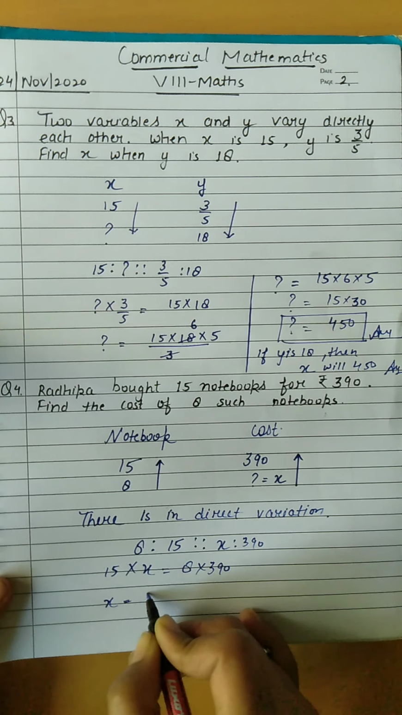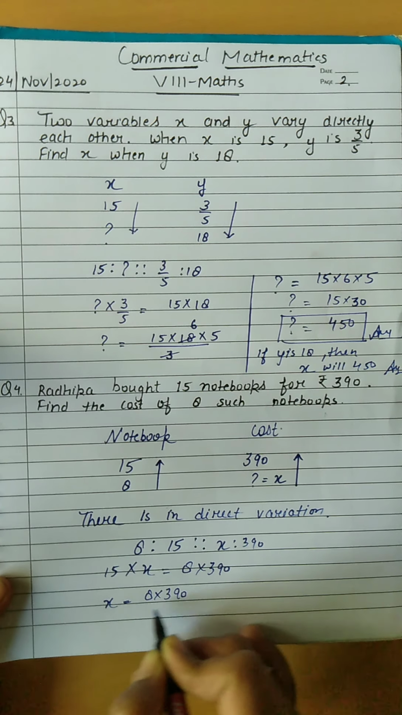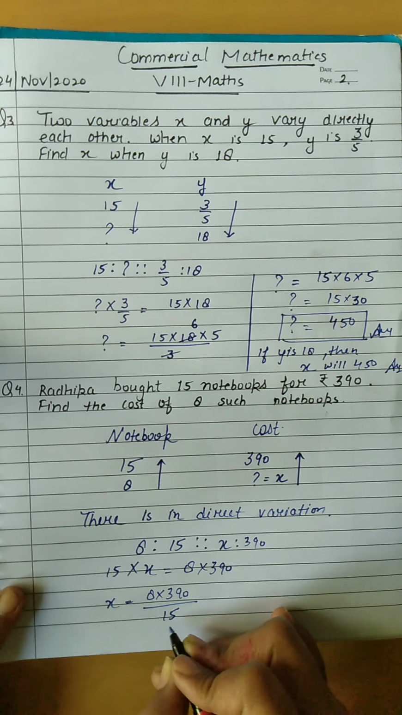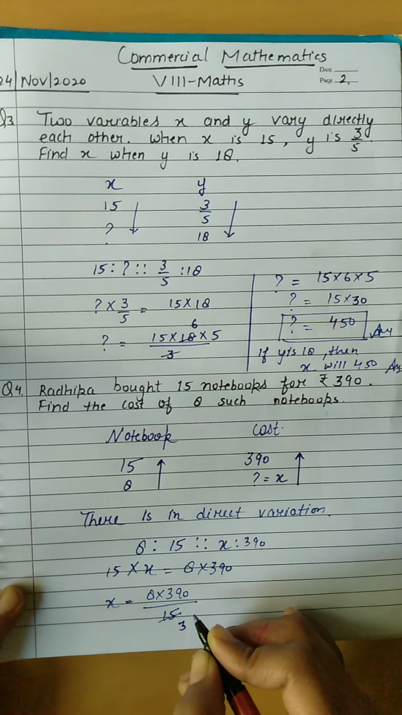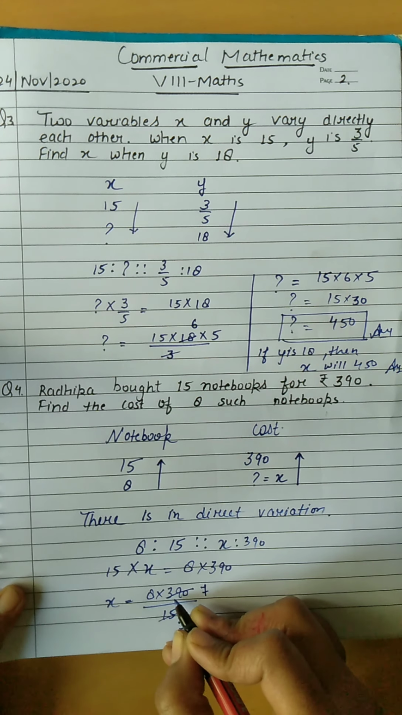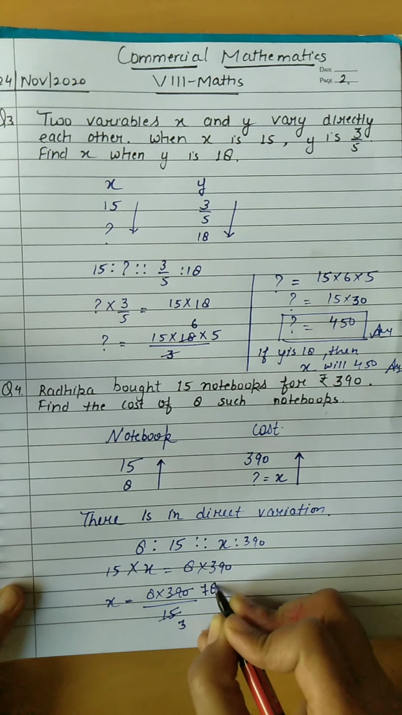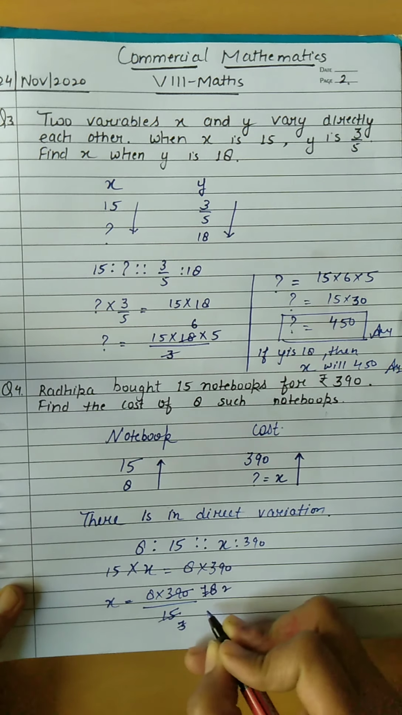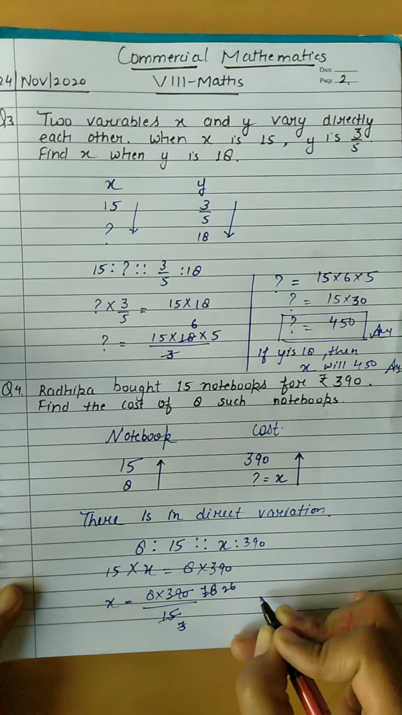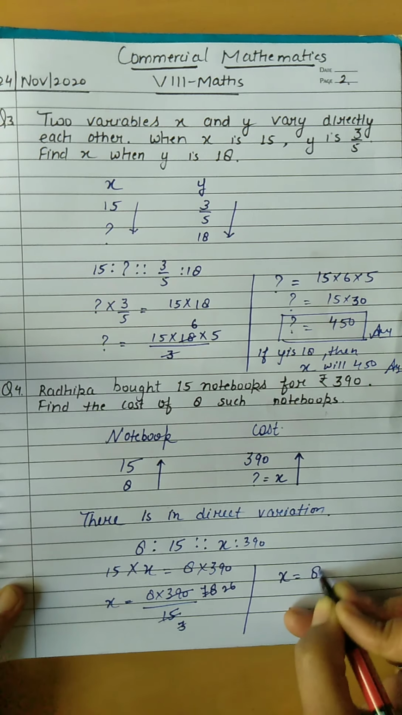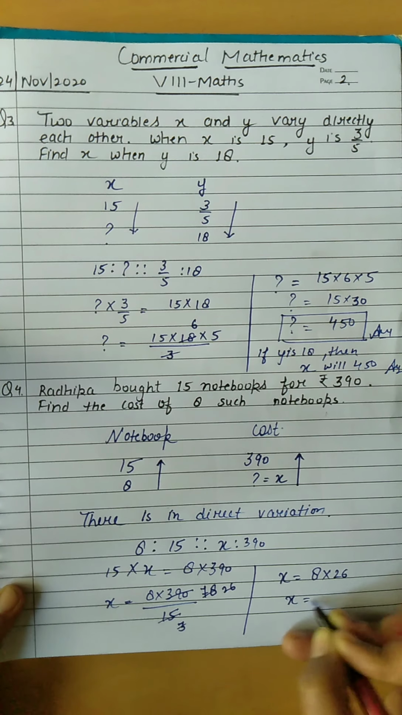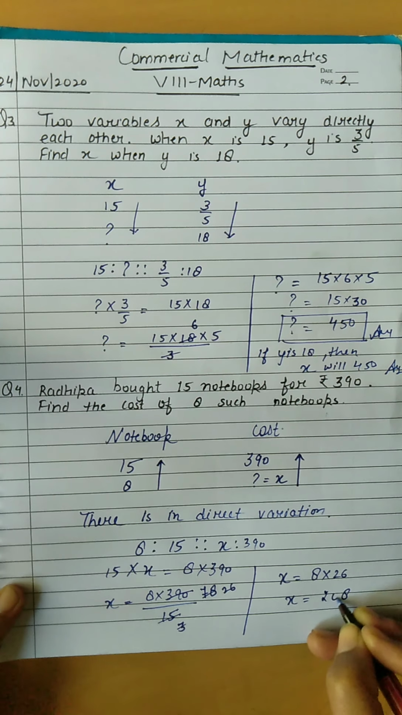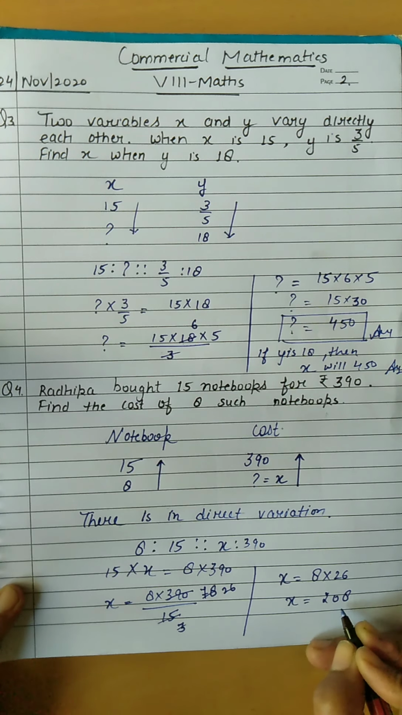Okay, so here x is equal to 8 into 390 upon 15. Okay students, now we can cut here. Yes, 5 3s are 15, 5 7s are 35, so we have 40, so 5 8s are 40. Okay, now we can cut one more time. 3 2s are 6 and 3 6s are 18. Okay students, so we have x is equal to 8 into 26. So here 8 6s are 48, that is 4 carry 8 2s are 16 and 4 is 20. So that is x is equal to 208.